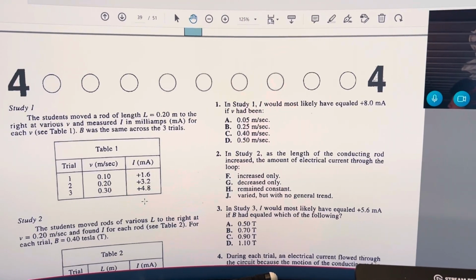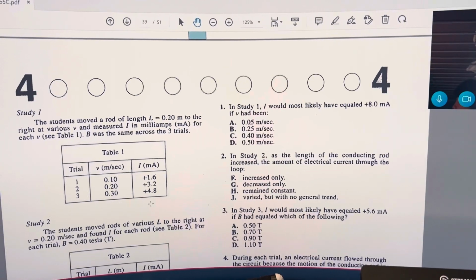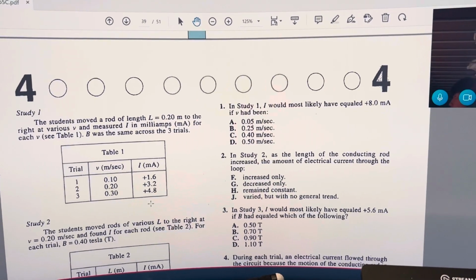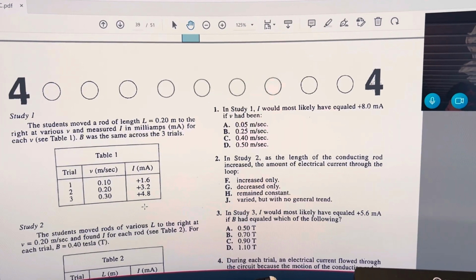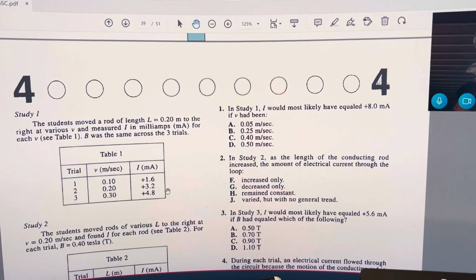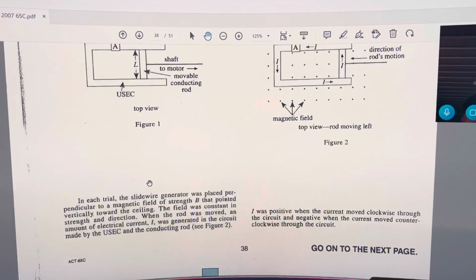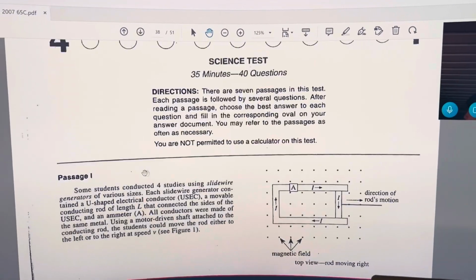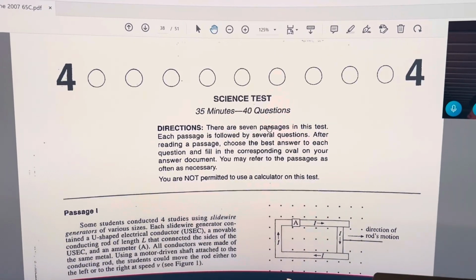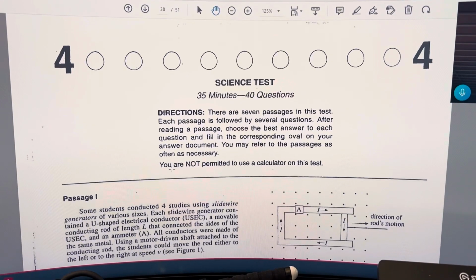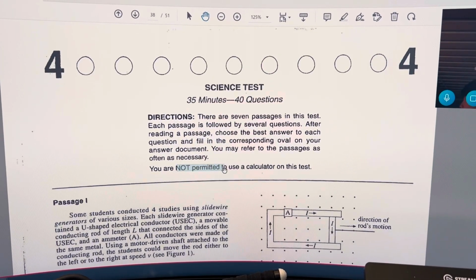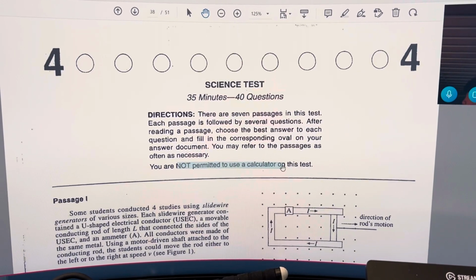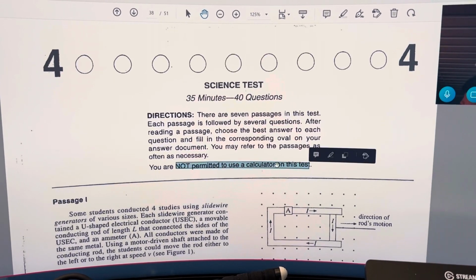And so you could even eyeball it without actually doing the delta, because for calculations, you're not allowed a calculator on the science section. Let's go back up to the instructions, just to make sure we've got this burned in your head. You see how it says the big knot right here? You are not permitted to use a calculator on this test.